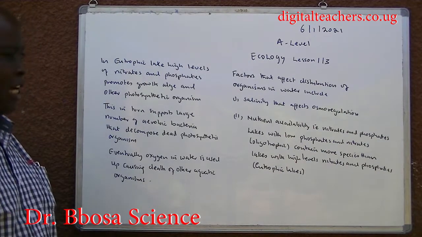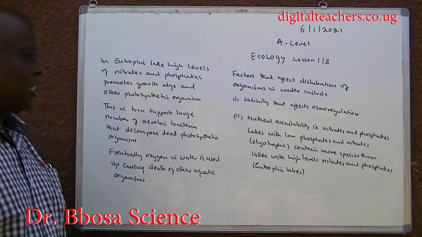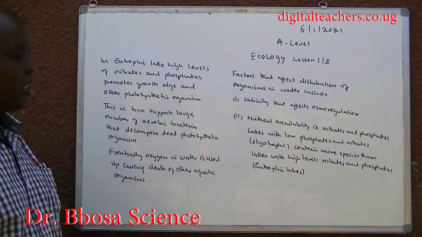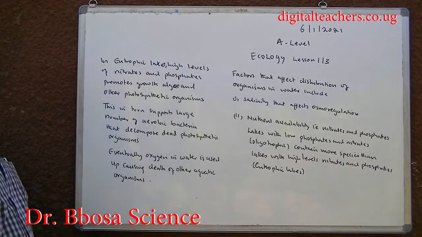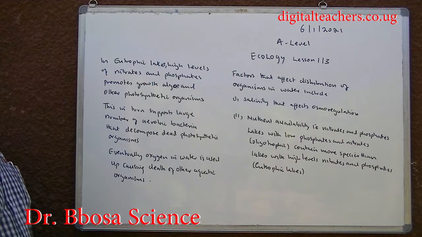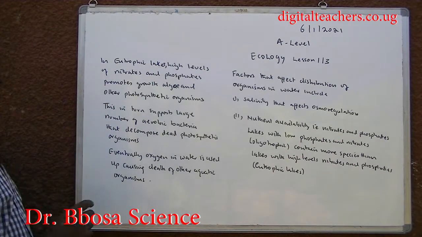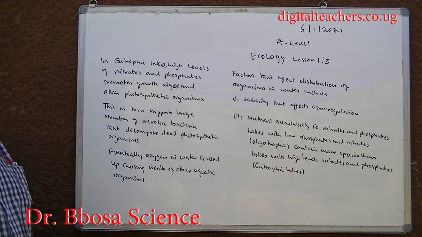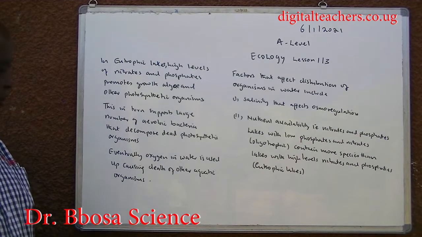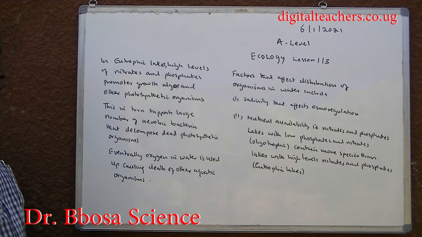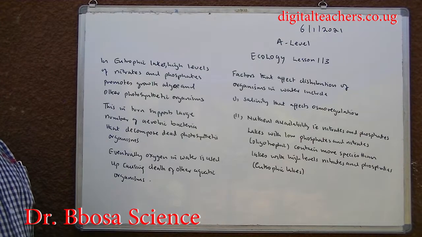Lakes with low phosphates and nitrates, oligotrophic lakes, contain more species than lakes with high levels of nitrates and phosphates, which are eutrophic lakes. In eutrophic lakes, high levels of nitrates and phosphates promote growth of algae and other photosynthetic organisms. This in turn supports a large number of aerobic bacteria that decompose dead photosynthetic organisms. Eventually, oxygen in water is used up, causing death of other aquatic organisms.